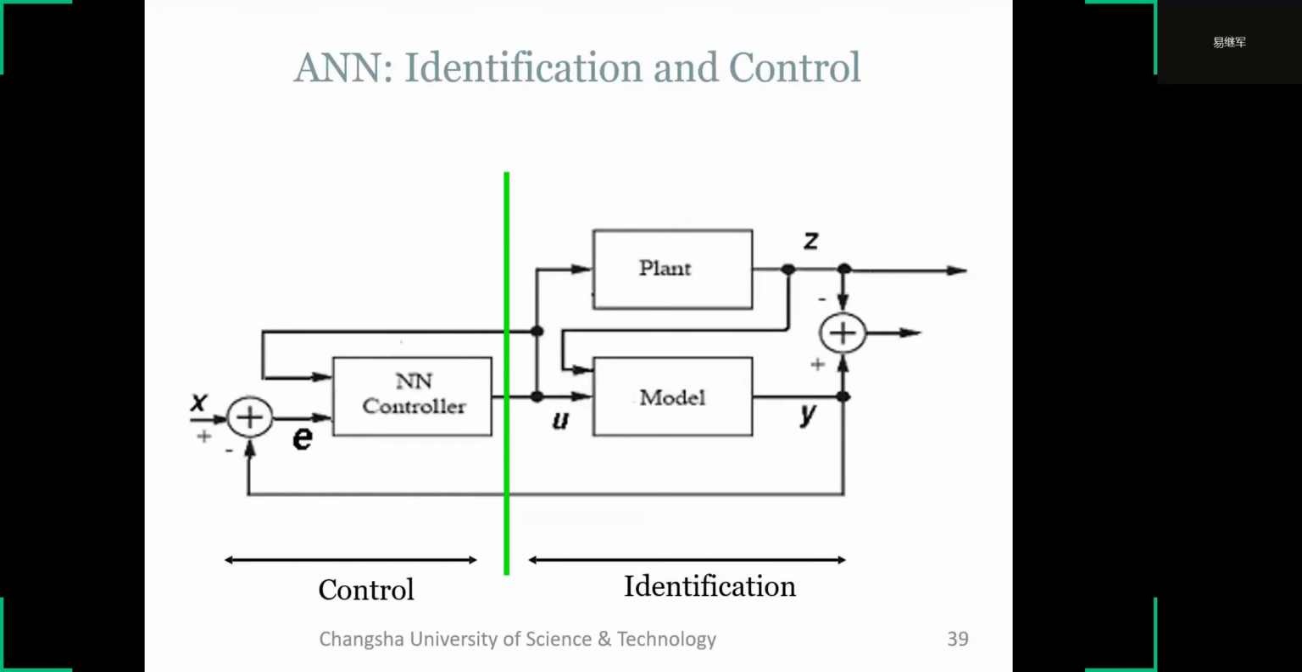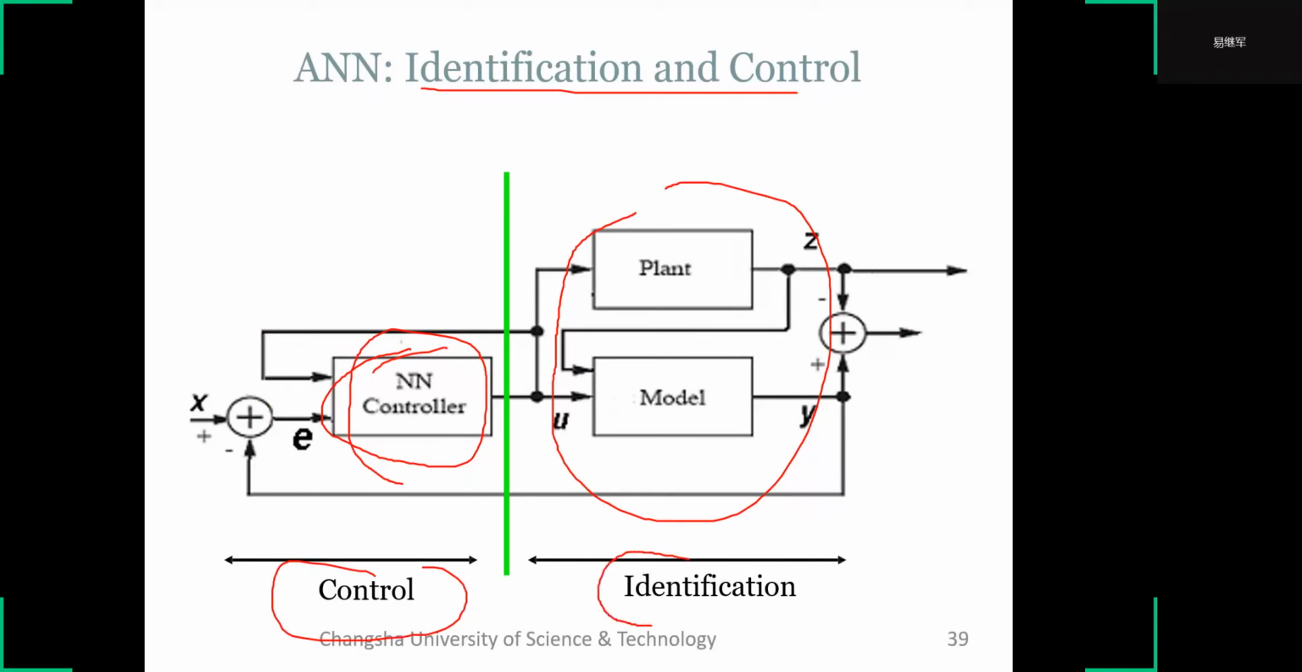This is a model for identification and control. For some very complex models, we use a neural network to identify the model and get an approximate model. Then we use a controller to control the approximate model. So there are the controller and the model being controlled. We use two ANNs, artificial neural networks. This is an ANN, and this is the other ANN.